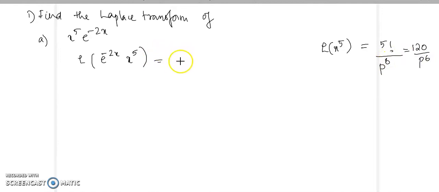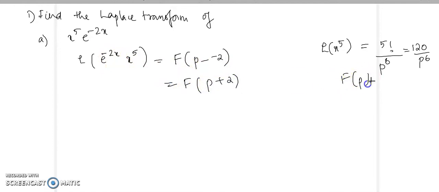And now L of e raised to minus 2x into f of x will be F of p minus minus 2. So here a is minus 2. So that will be F of p plus 2. So we have F of p equal to 120 by p raised to 6. So you will get 120 by p plus 2 whole raised to 6. So that is the required Laplace transform.